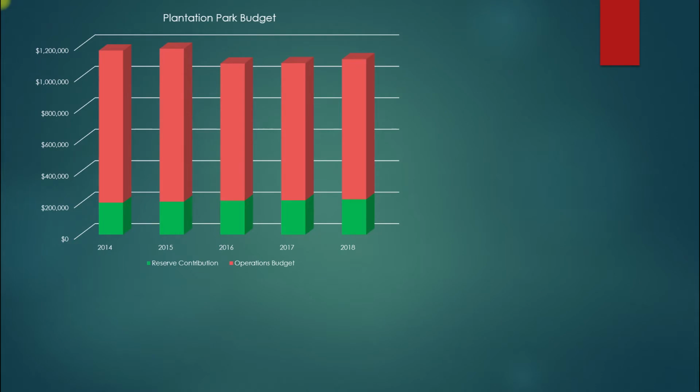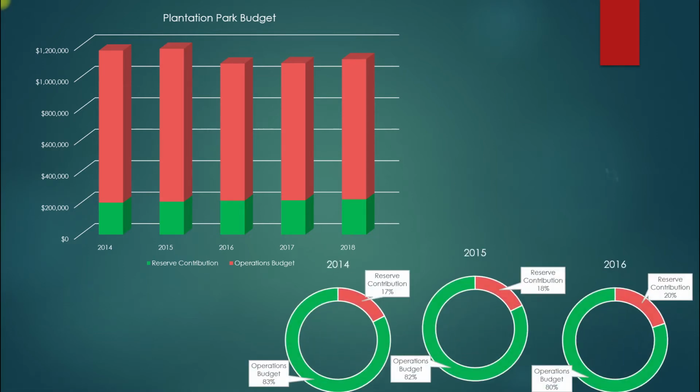When you look at the budget altogether, though, this is both reserves and operations over the years. Back in 2014, when we started this graph, our budget was approaching $1.2 million. That's a combination of both reserves and operations. And then over the years, as you see, we've been able to, as a board, reduce our overall expenditures to where we're just over $1 million starting in 2016. The important thing to note, though, is this green section at the bottom. That is the reserve contribution. That stays the same.